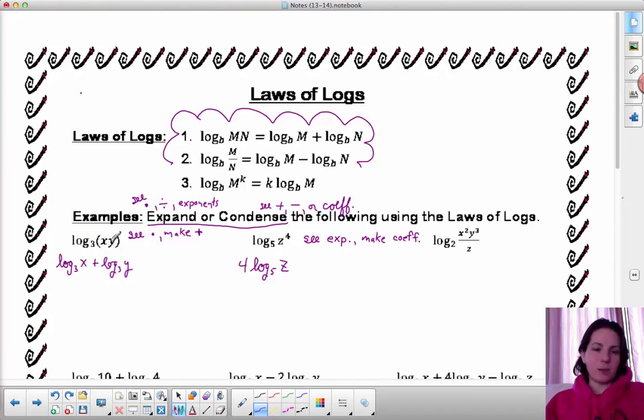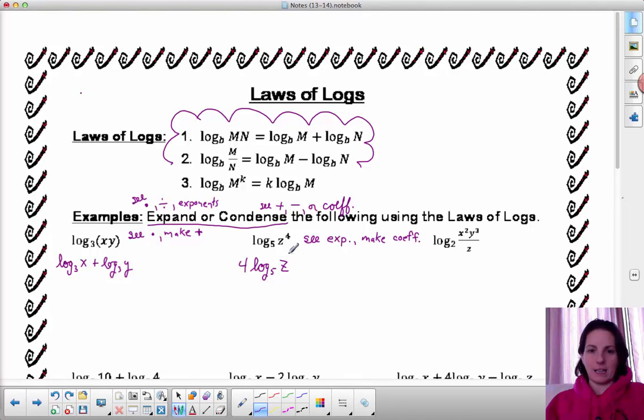So let's look at this first problem. It says log base 3 of x times y. So I see a single log with multiplication in it. So I have to make a double log with an addition sign. So we take the log base 3 of x, and it's x times y, so plus log base 3 of y. So we took that multiplication and we changed it into an addition.